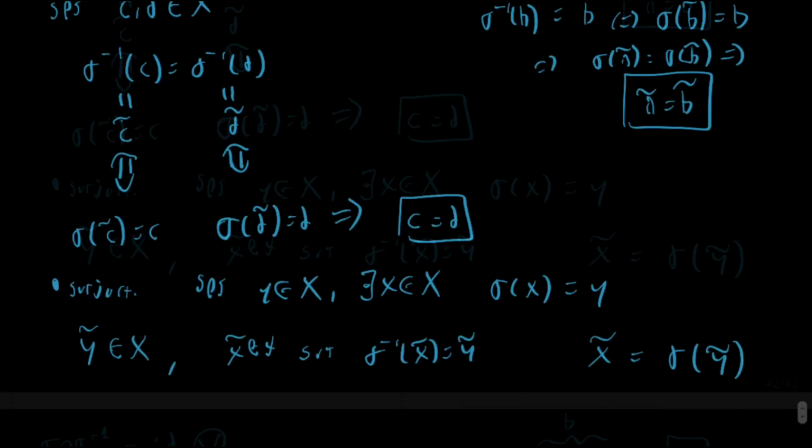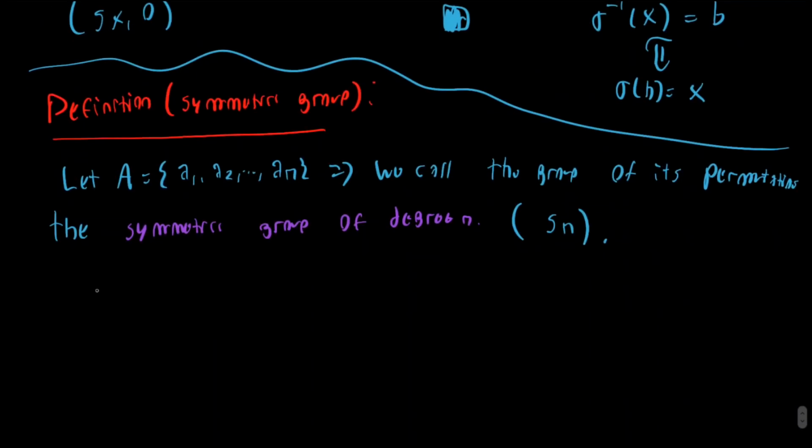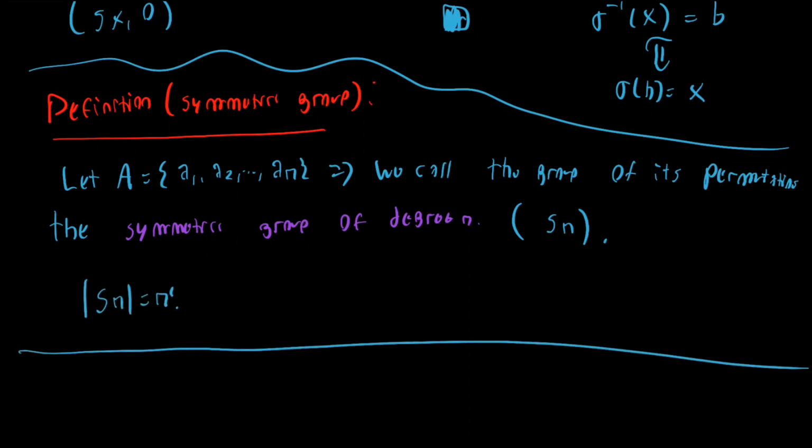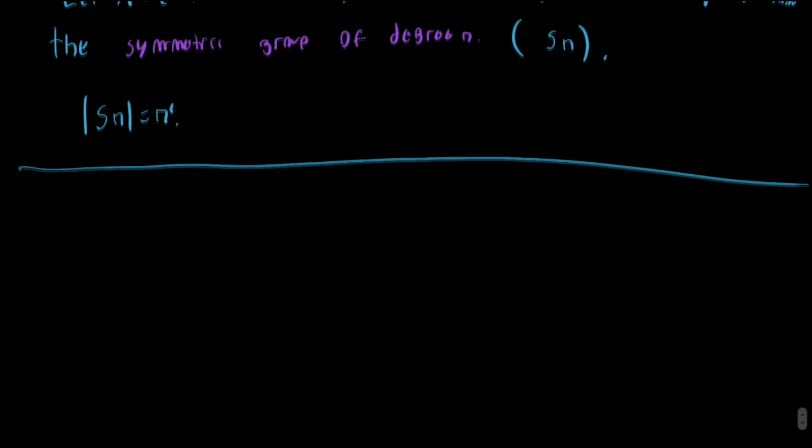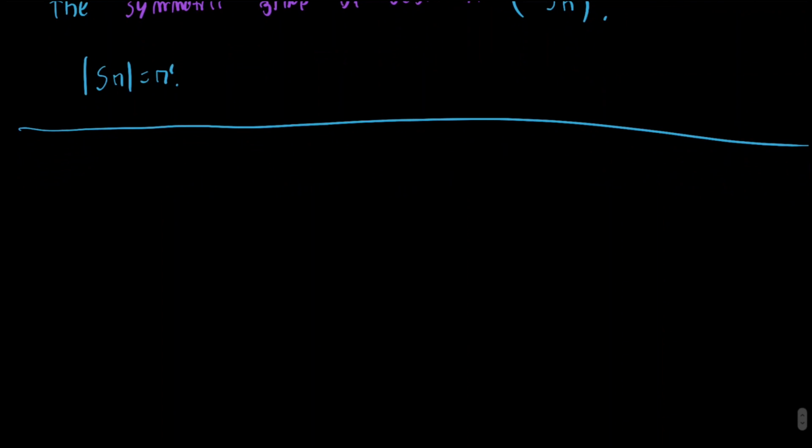From the facts that we have derived above, we now know that S of n is a group, and in particular it's a finite group of order n factorial. Okay, so with this said, I think we have covered enough in this video, and in the next video we're going to prove some other important facts about permutations and also some other facts about the symmetric group.